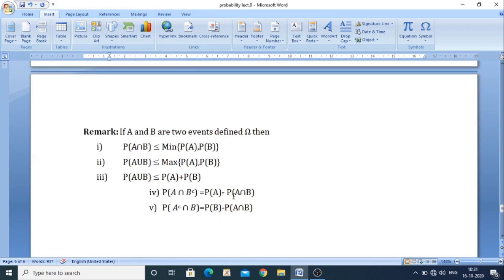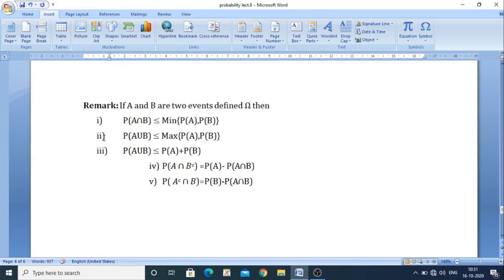Now there are some inequalities also related to probability which we require for solving the examples. So if A and B are the two events defined on omega, then P of A intersection B is less than or equal to minimum of P of A and P of B. And the second one is P of A union B is always greater than or equal to maximum of P of A and P of B.